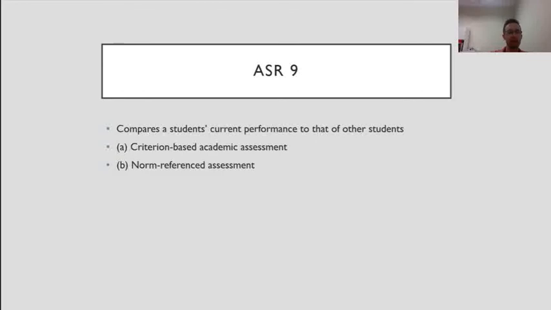ASR 9, compares a student's current performance to that of other students. A, criterion-based academic assessment, or B, norm-referenced assessment. A couple more seconds. Okay, I'll go ahead and close the poll, and the answer is B, norm-referenced assessment.